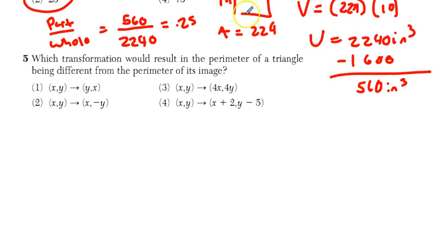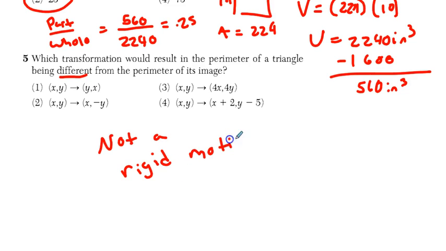Nice. Now this one says, which transformation will result in a perimeter of a triangle being different from the perimeter of its image? So a transformation happens, and now it has a different perimeter. So what this has to be is, we're looking for something that's not a rigid motion. We want not a rigid motion. Why? Because rigid motions make congruent figures, which means the perimeters would be the same.